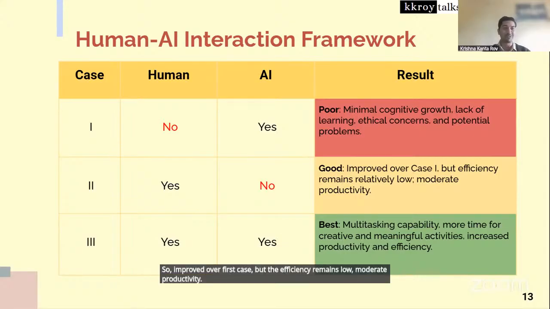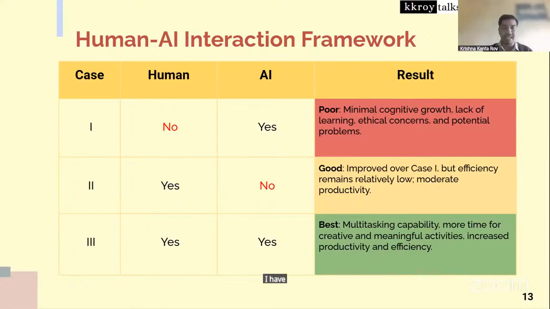Third case, now the teacher will say, I have my intelligence, and I will also thoughtfully, mindfully integrate AI. Then what will be the outcome? The teacher can actually multitask and can spend more time in creative and meaningful activities. As the earlier speaker said very nicely, we as teachers need to do a lot of admin work. How do we handle that?